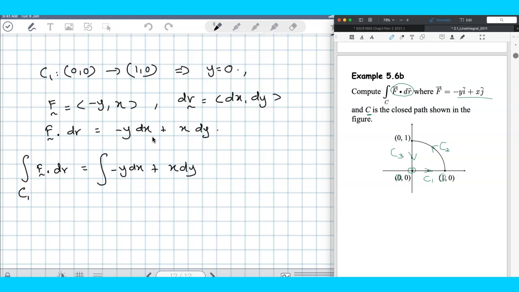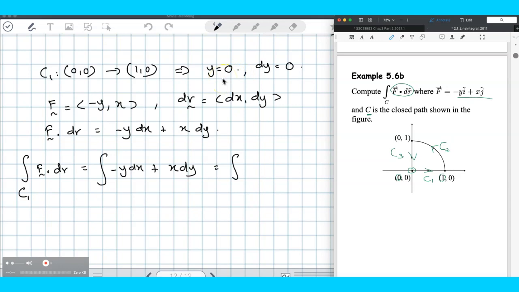So we know that this one is located on the x-axis. The equation of the x-axis is y equal to 0, isn't it? So when y is equal to 0 and we differentiate with respect to t, for example, dy is also 0. Now what we can do is replace the y and the dy into the F dot dr that we have.